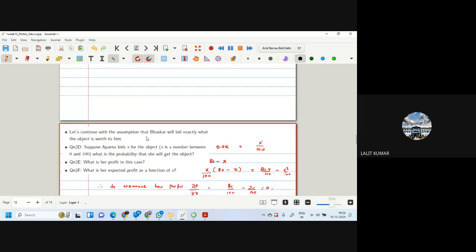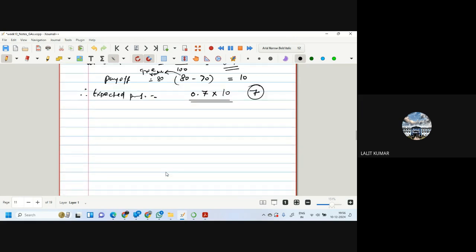Second, let's continue with the assumption that Bhaskar will bid exactly what the object is worth to him. Suppose Aparna bids X for the object, where X is a number between 0 and 100. What is the probability that she will get the object? What is her profit in this case? And what is her expected profit as a function of X?